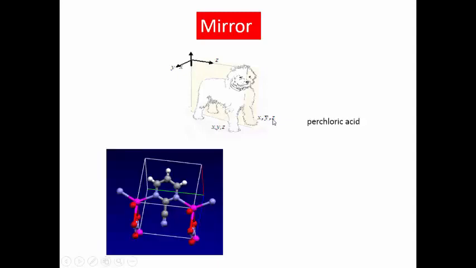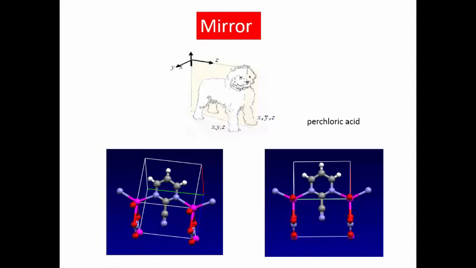Here's an example of perchloric acid where you have a mirror plane coming down through here, and you can see the three-dimensional form of it here. You can see a mirror plane here, but it just looks like a 2D mirror, so I thought I'd show you a little tilted one.